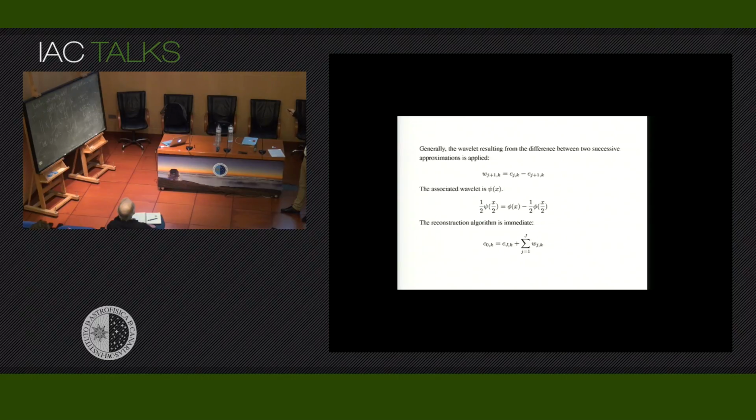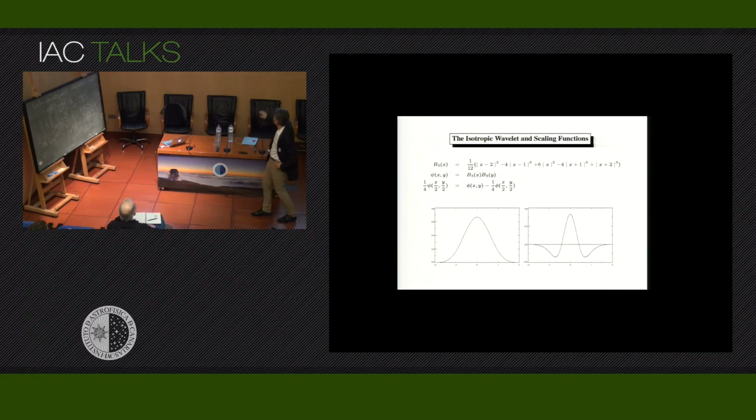This can be done very easily if you consider that the wavelet coefficient is just the difference between 2 resolutions. So you have one image, you degrade the resolution by a factor 2, and what is lost, the difference, is your wavelet coefficients. So you define your wavelet function as the difference between 2 scaling functions. And then you immediately see that the reconstruction algorithm is very straightforward. Because if you define your wavelet coefficient as the difference between 2 resolutions, then the reconstruction is just a summation of all wavelet scales plus the coarse resolution by construction.